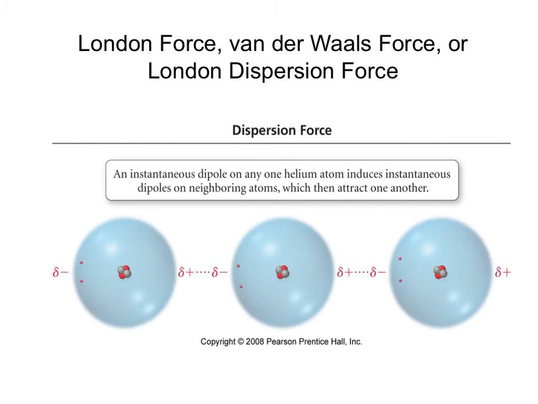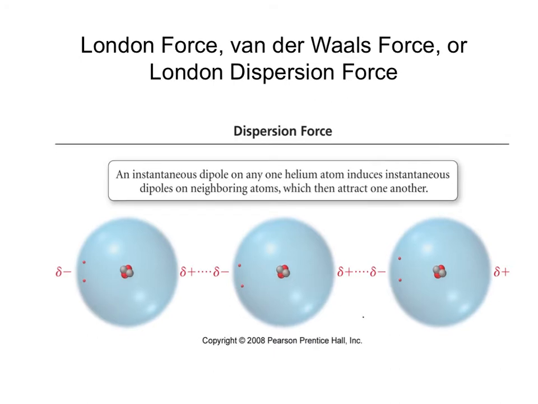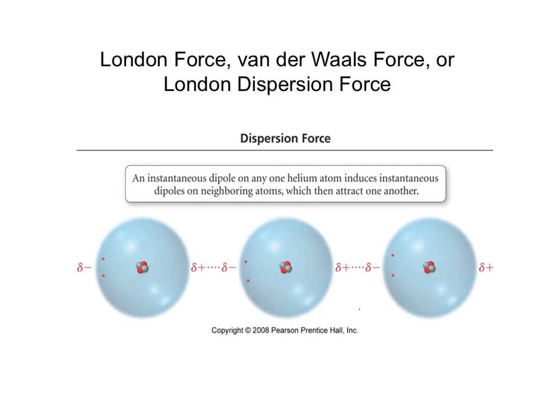So there are three names for this force. One's called the London force. Then van der Waals force is also sometimes referred to. And van der Waals studied these types of interactions between non-polar species as well as London. So he gets credit as well. Or you put it all together and you say the London dispersion force.